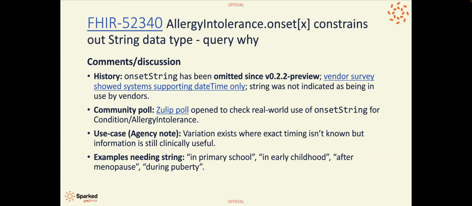So the onset string has been omitted since an early version preview. I think this was based on a vendor survey, which is in this link here, which indicated that most systems support date time only, and there was no declared use of onset string. We also opened a Zulip poll about 2 weeks ago, and we went out to the community and asked who actually uses these in their real world production systems.